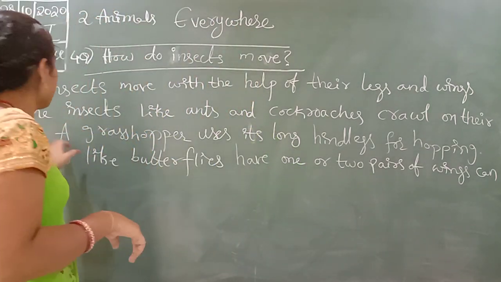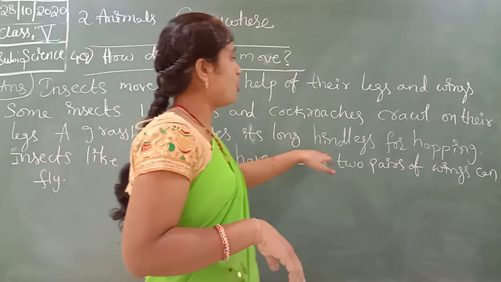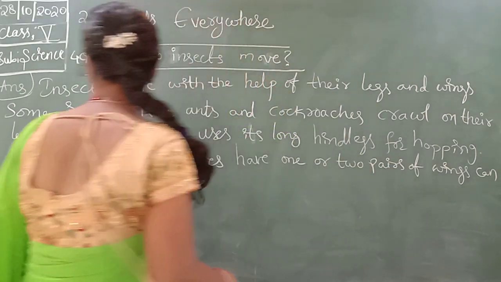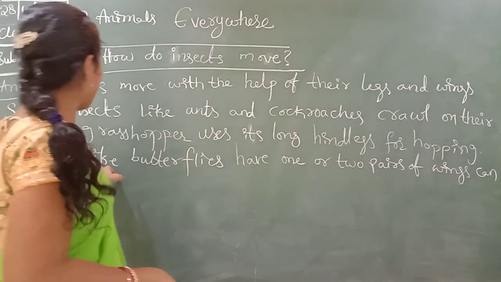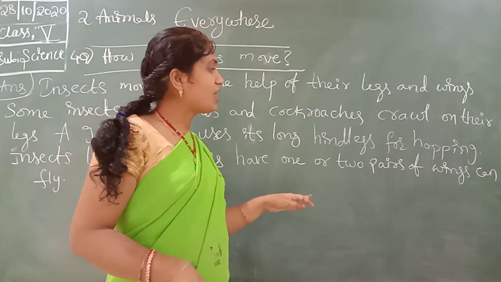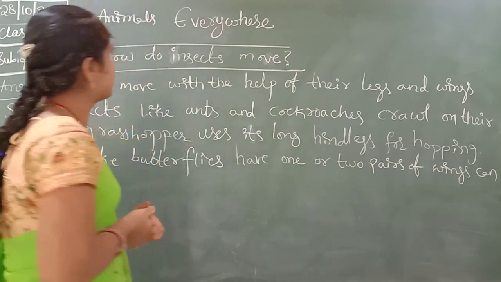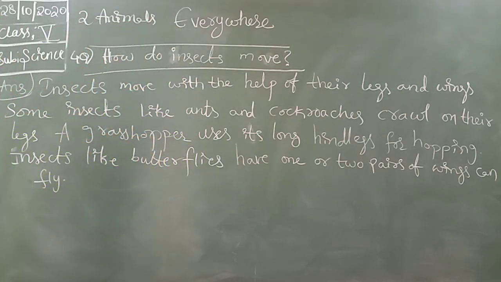Okay, next. A grasshopper uses its long hind legs for hopping. Okay, next. Insects like butterflies have one or two pairs of wings, can fly. Okay, next. Fifth question.